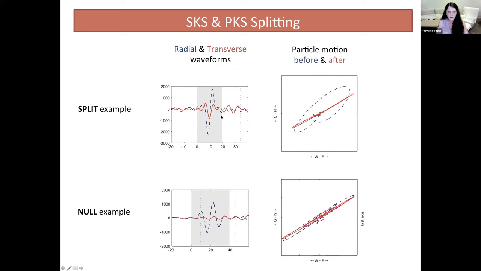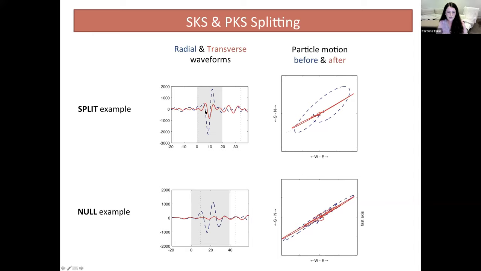So this split at the top here, in this figure, we're looking at the radial and transverse components. So the radial is, imagine this is my earthquake. This is my station. The radial component is the motion pointed back towards the earthquake source. And the transverse component is the horizontal motion then perpendicular to the back azimuth.